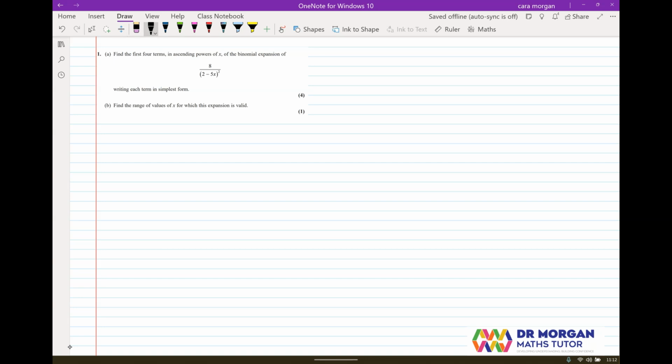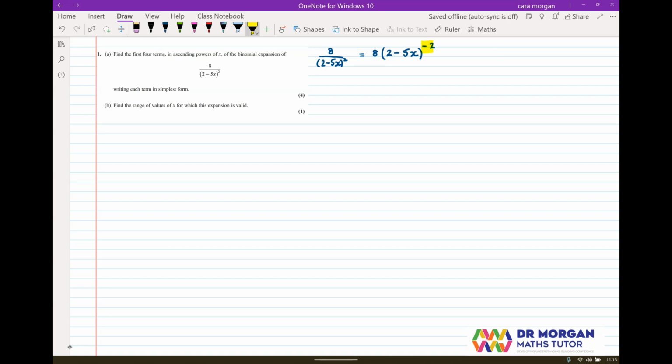The binomial expansion is different in year 12 than it is in year 13, and I think it's worth having a look at the kind of form that this binomial expansion takes by changing it from being in fraction into index form. So I think that's the first thing that I would actually do. Now I can see that our fraction here, which is 8 over (2 minus 5x) squared, we can't expand it yet. We have to write it in index form, and if we do that, we get 8 lots of (2 subtract 5x) to the power of negative 2.